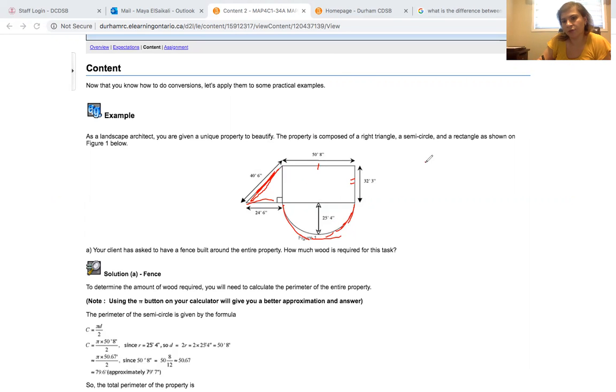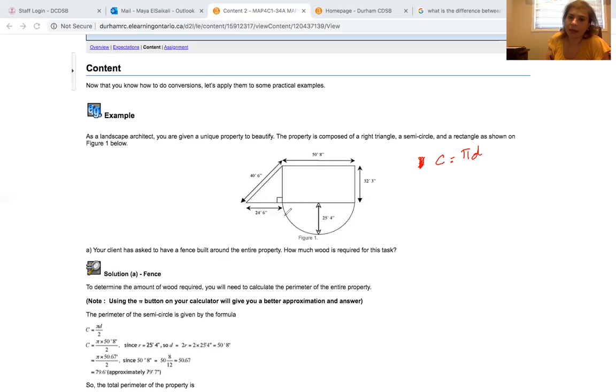To find that, the circumference of a circle has a formula, actually two formulas. 2 pi r is one of them, or pi d, since 2r, twice the radius, is equal to the diameter. When you have a circle, the radius is from here to here, and the diameter is twice the radius. That's why you have the two formulas. You can pick whichever one you want. What they did here is they used pi d.